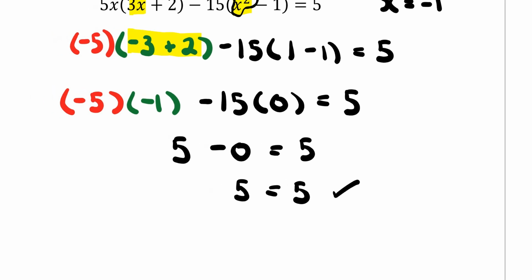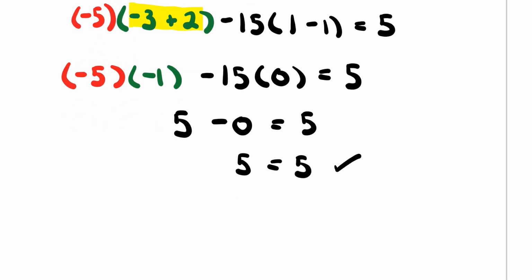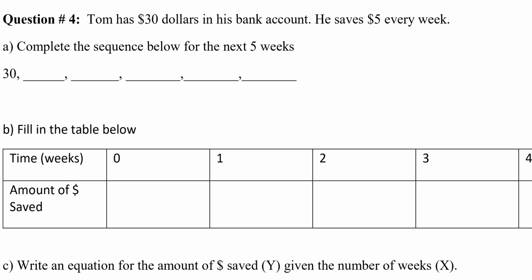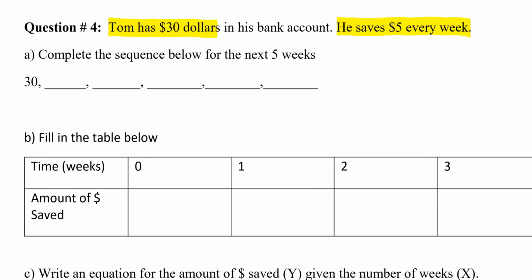Okay, so that's it for the equation parts of this homework assignment. Now let's get into some of the linear relations questions. Okay, so for question number 4, Tom has $30 in his bank account, and he saves $5 every week. Okay, so I need to complete the sequence below for the next 5 weeks, sorry.